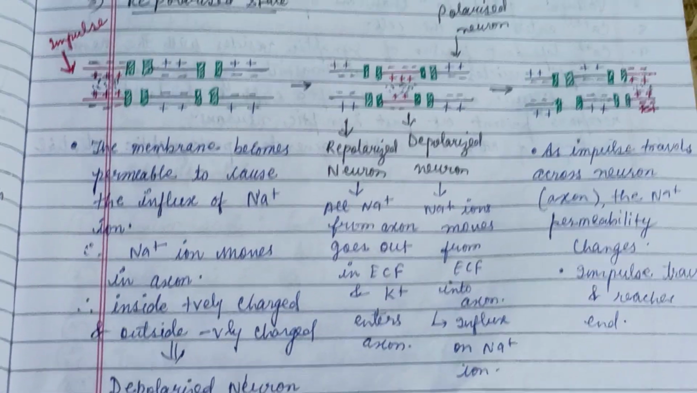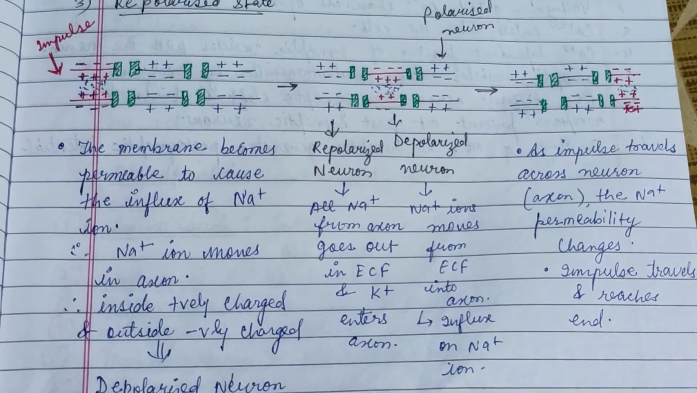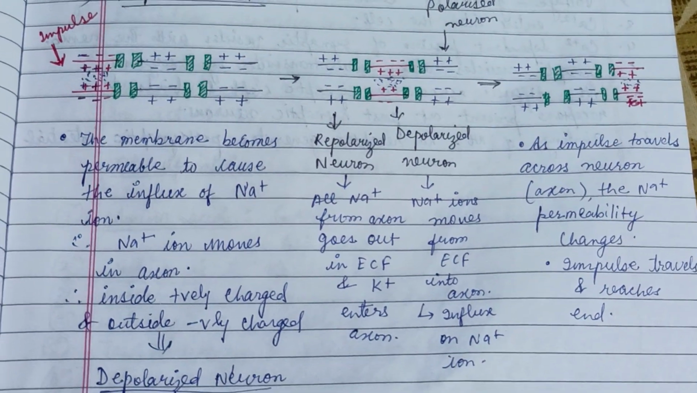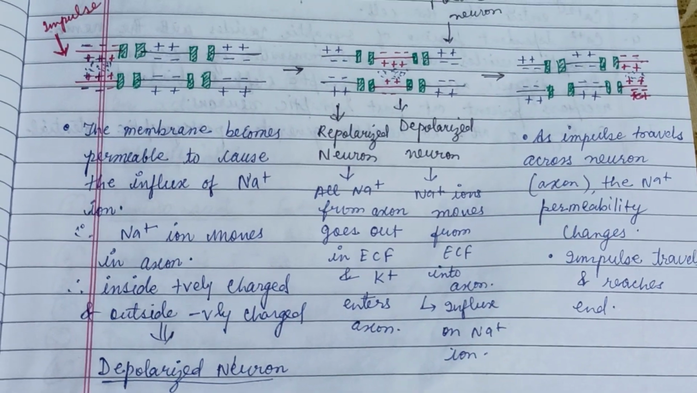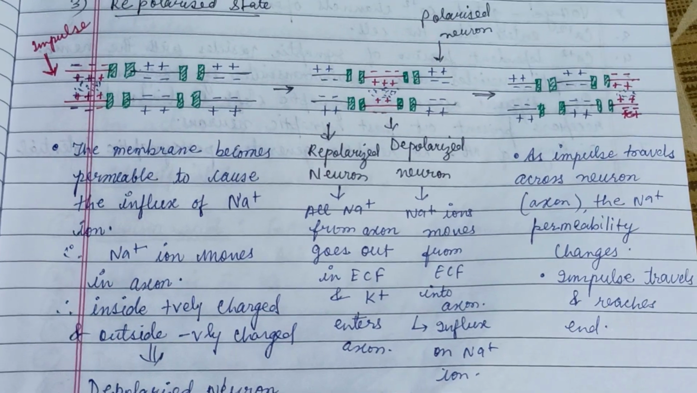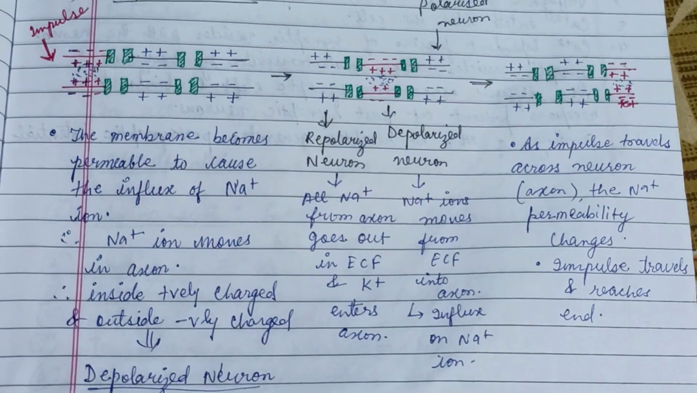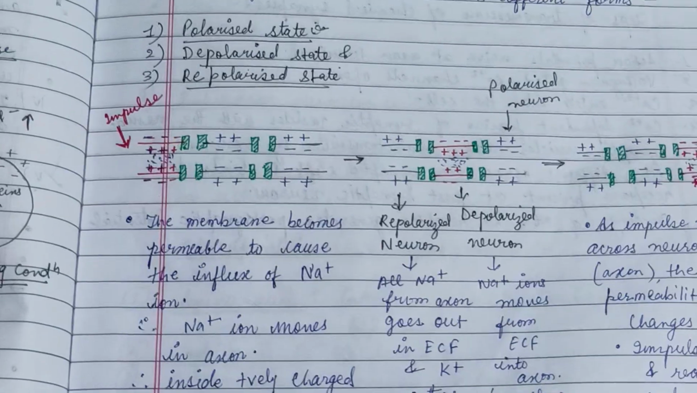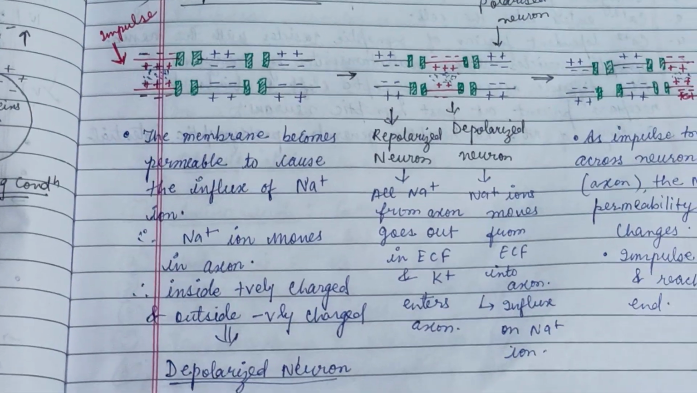After the depolarized condition comes the repolarization of the neuron, the repolarized section. All the sodium from the axon goes out into the extracellular fluid, and the potassium enters the axon. So an impulse travels across neurons as the sodium permeability changes, and the impulse travels and reaches the end. Here are the three conditions of the polarized, depolarized, and the repolarized state.